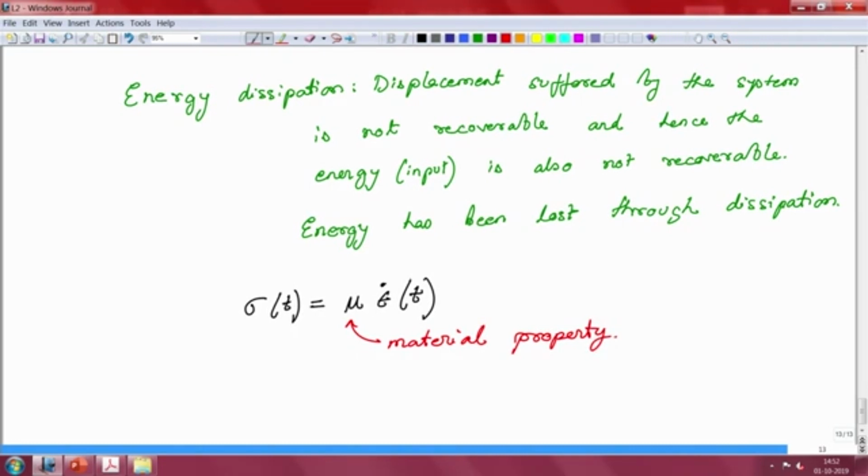Obviously, mu here is the shear viscosity. Now that you have determined this, it brings us back to the last problem, which is the sinusoidal oscillations. So, in sinusoidal oscillations, your input is epsilon equal to epsilon naught sine of omega t.